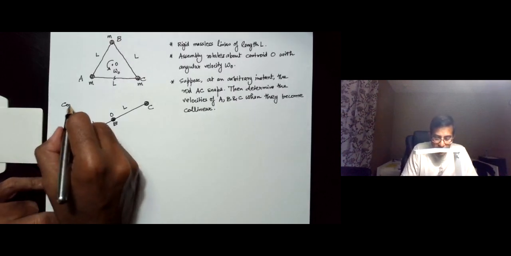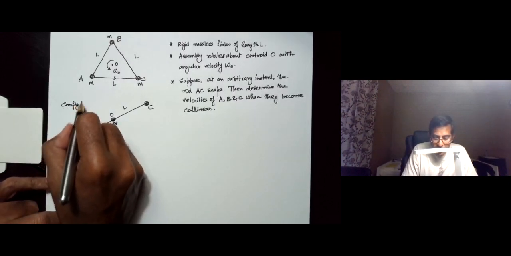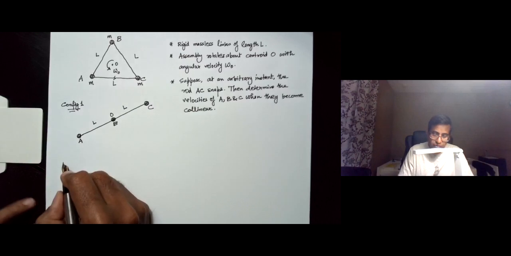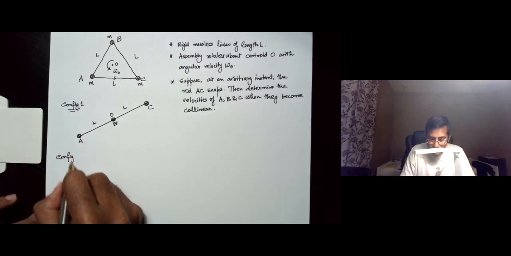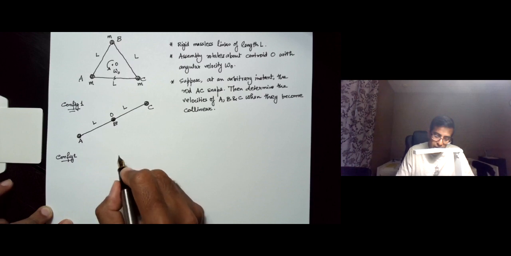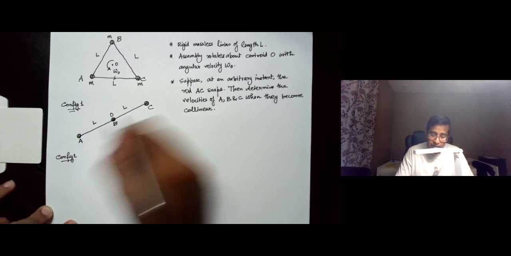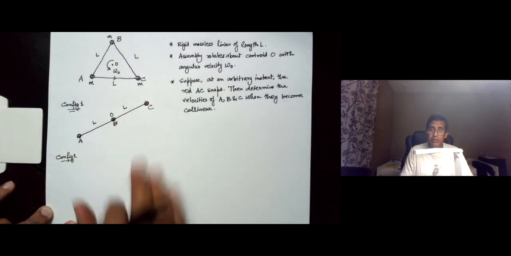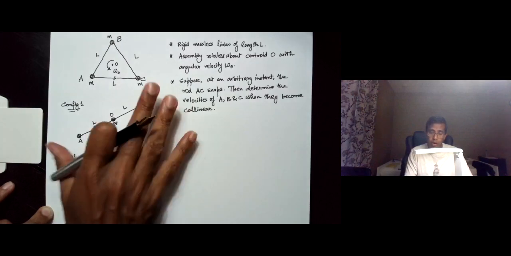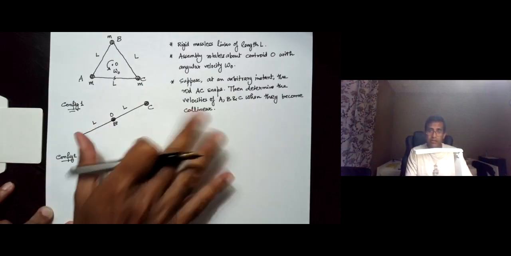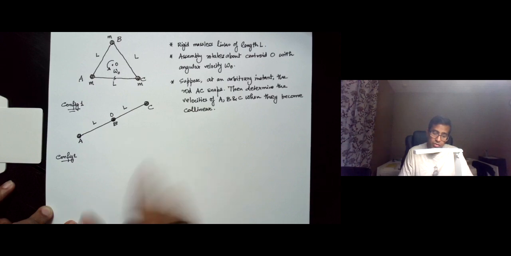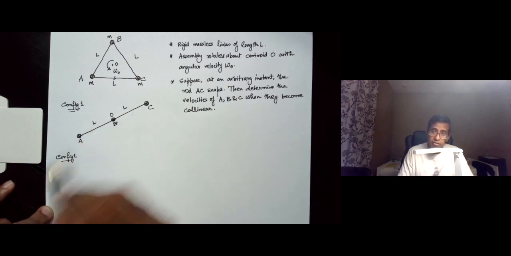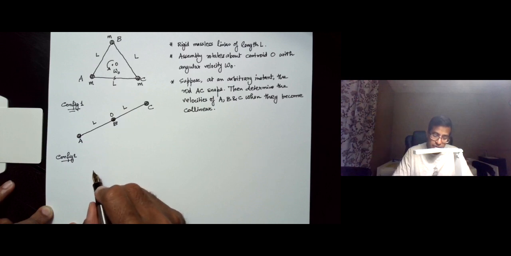Okay, and another configuration could be a scenario where, and this angle is an arbitrary angle. We don't know at what angle, let's say with respect to the horizontal, this collinearity is going to happen. So that's why I have drawn this in an arbitrary angle.